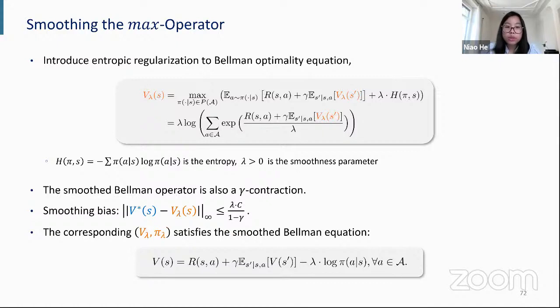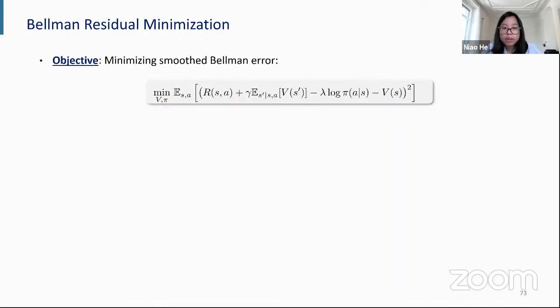Intuitively, if you want to solve this Bellman equation, the idea would be to minimize the mean squared Bellman error, just like what we did for TD learning as well. So we try to minimize the mean squared Bellman error over both value function v and pi. Notice that this problem is convex in v, because this is a square loss with v linear inside, but it's not necessarily convex in pi.